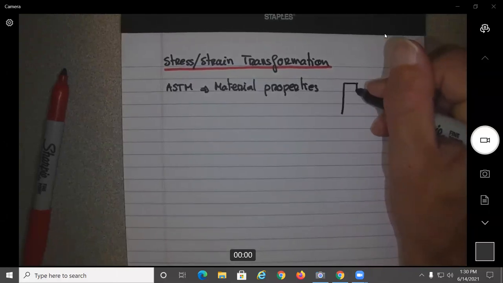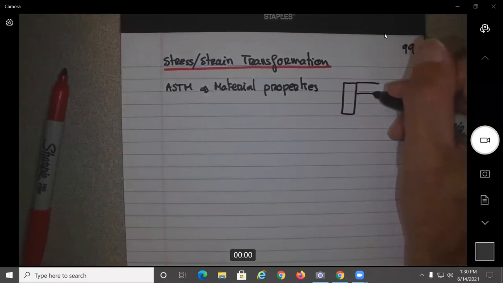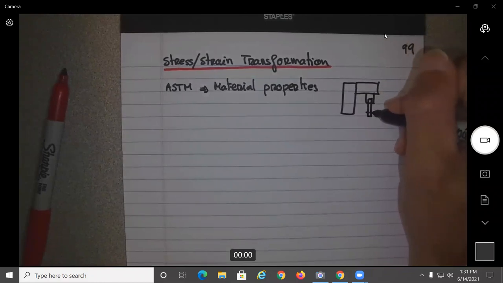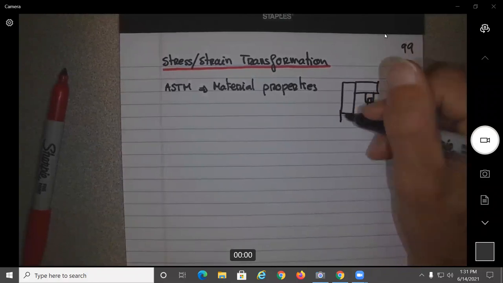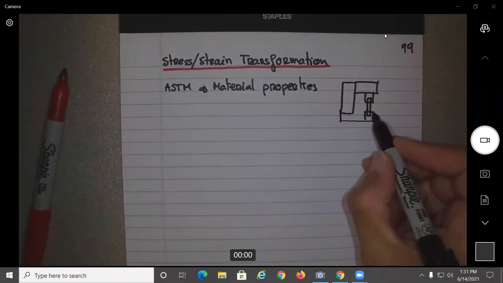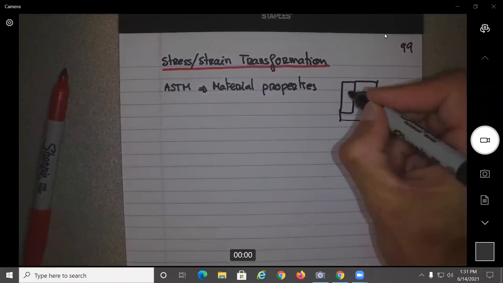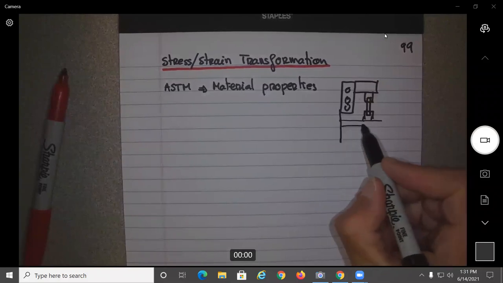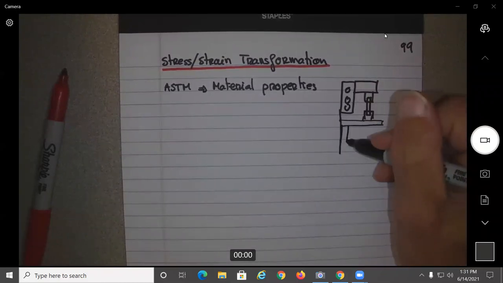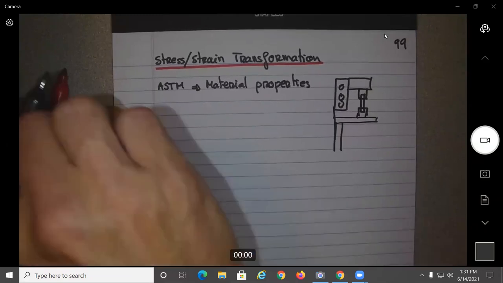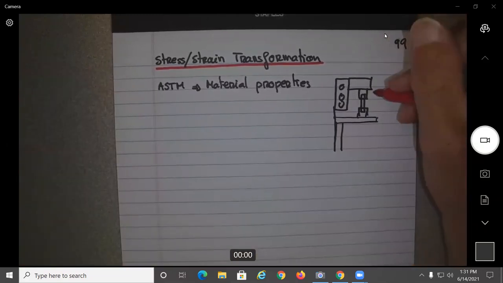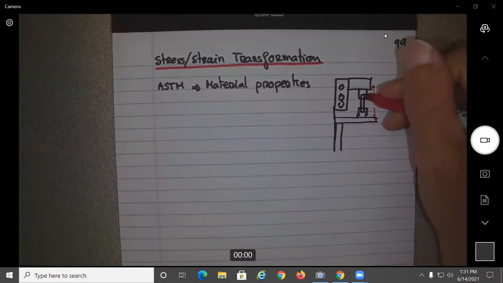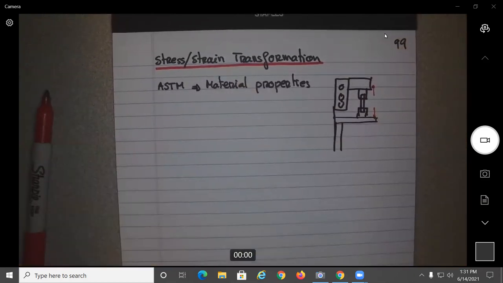It can be whatever you want, but I would have an arm like this. I'm guessing it would have something to hold a specimen. Okay, whatever, I make notes over here. So this is the ASTM machine, and what happens is that you put this member in tension over here, okay?